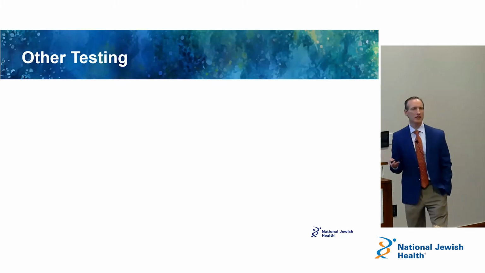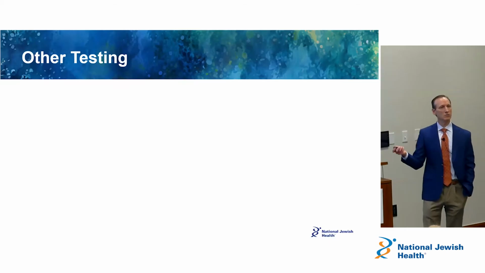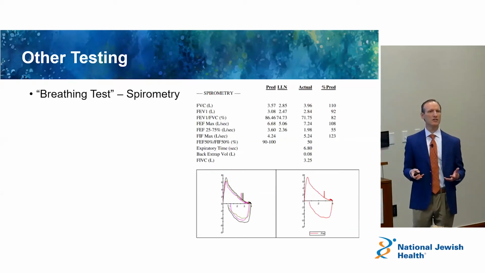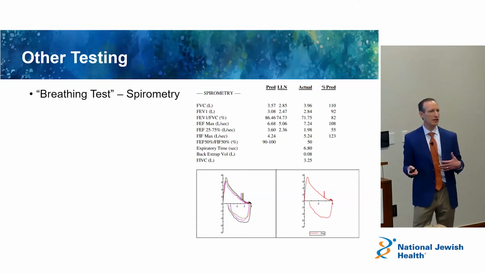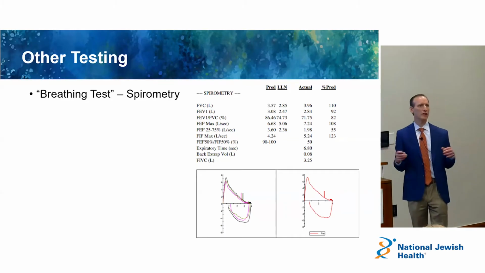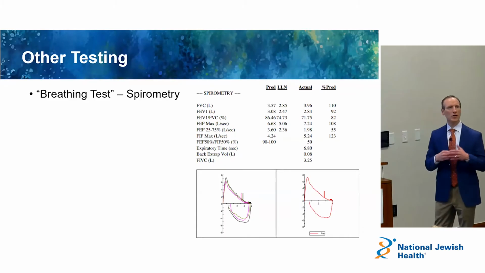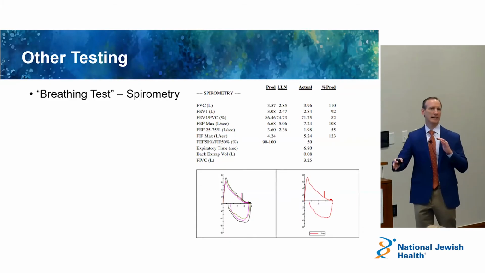So what are some other tests that you or your loved one may get? Well, if we want to rank the severity of a patient's lung disease, we'll often do breathing tests, which are known as spirometry, or if we do a little bit more testing, it's called pulmonary function testing. These are where the patient is blowing very forcefully out, and we're measuring that.